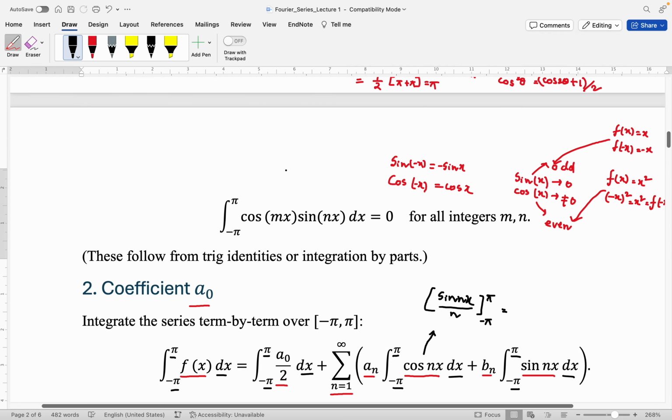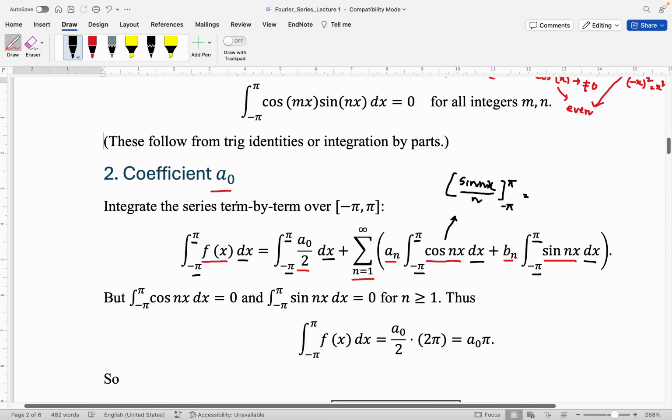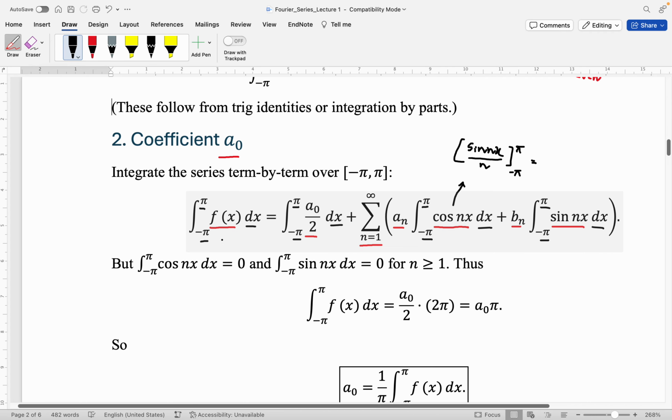Yes. Okay. So next we have the coefficient a naught, which we are finding out. As I said, we have the Fourier series f(x) = a naught by 2 plus summation of an cos nx plus bn sin nx. Now we are integrating both sides from minus pi to plus pi with respect to dx.